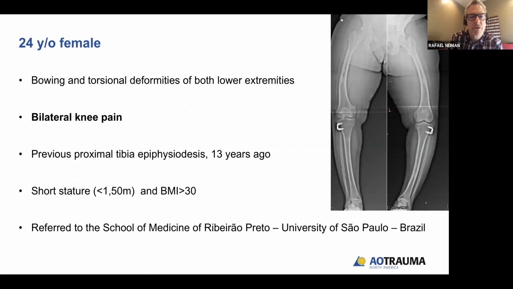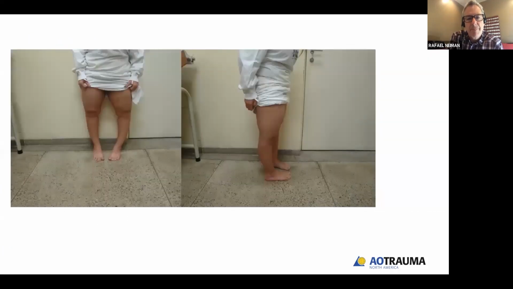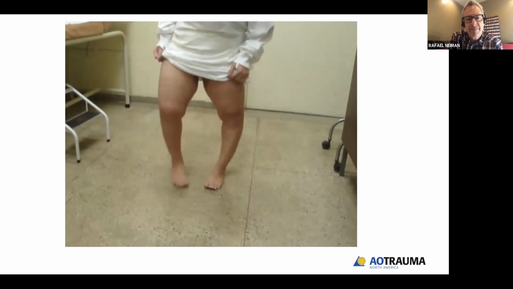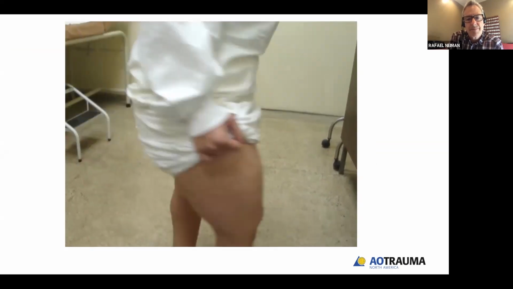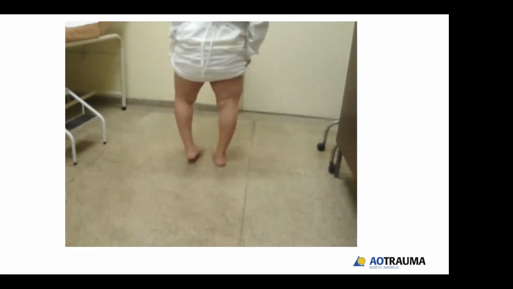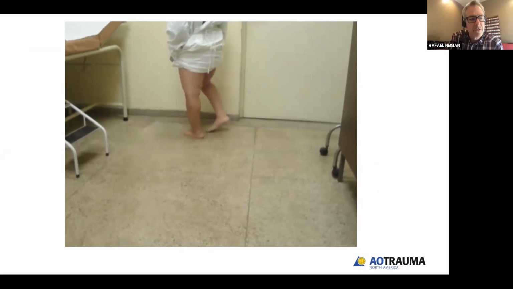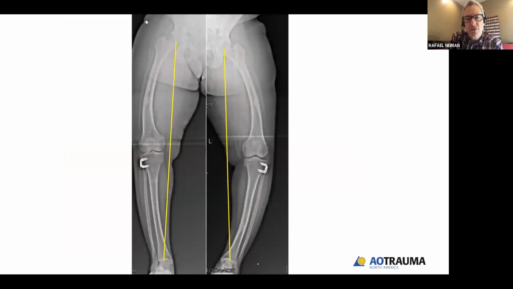This is a woman who's 24 years old with hypophosphatemic rickets, and her main complaint is bilateral knee pain. You can see that she's got quite a bit of bowing and torsional deformities. She has had attempts in the past at epiphysiodesis. That was 13 years ago when she was still growing, of course, and she's short-statured. This is her clinical appearance at the time that Mauricio saw her, and her gait. So clearly there are not just angular deformities, but torsional as well.